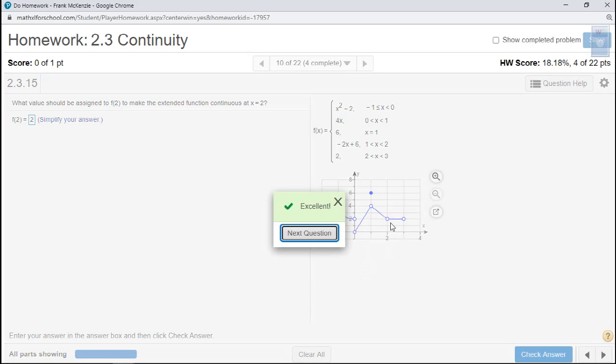And that would make it continuous at 2. Now, is it going to make it continuous at 1? No. Or continuous at 0? Well, no, that's not possible. But they're only asking to make it continuous at x equals 2.